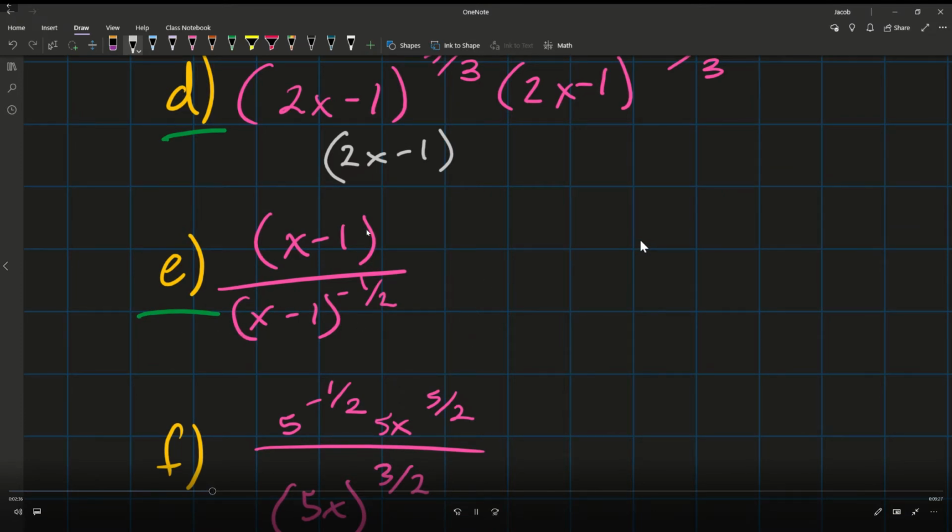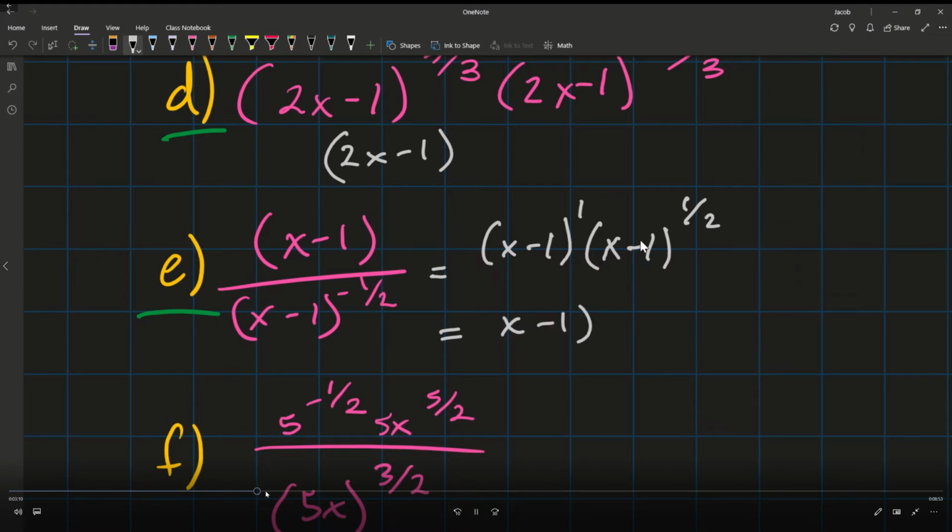This next example, E, has division between two bases with powers. So we can subtract this negative 1/2 power from the single power that's on x minus 1. Or we can, which I'm going to do, rewrite x minus 1 to the negative 1/2 as x minus 1 to the positive 1/2, and then add the powers together, because I like adding them better and getting rid of the negative exponents, which you'll also do on quizzes. So there we go, we add it together, we get 3/2.